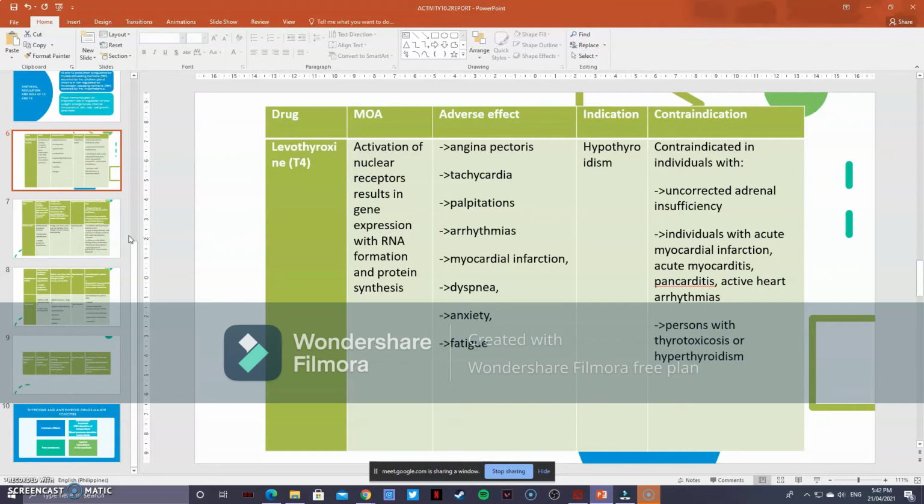The indication is hypothyroidism. It is contraindicated with the following: uncorrected adrenal insufficiency, individuals with acute myocardial infarction, acute myocarditis, tonsillitis, active heart arrhythmias, and persons with thyrotoxicosis or hyperthyroidism.